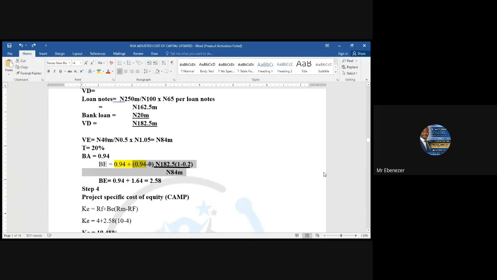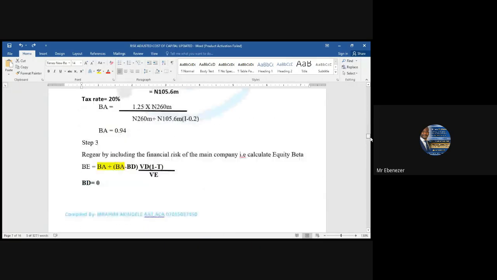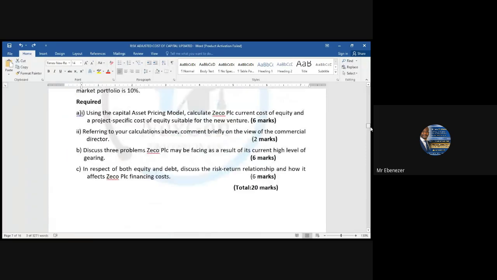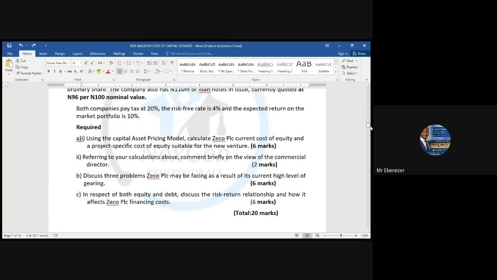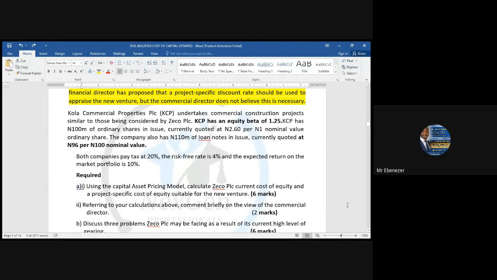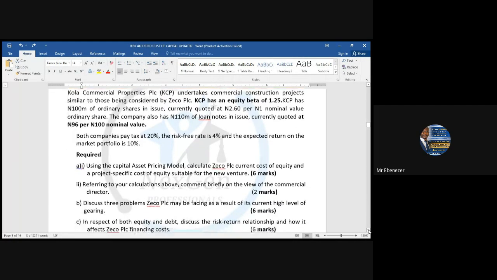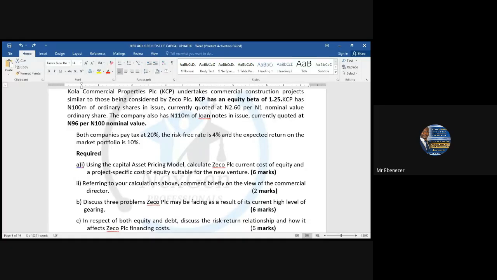Okay, you get it. So the B part of this question, referring to your calculation, I've answered the question already. Can you see? Referring to your calculations above, comment briefly on the view of the commercial director. Based on your calculation now, what is the view of the commercial director? He says no, don't use project-specific cost of capital, a cost of equity. The finance director says use project-specific cost of equity.